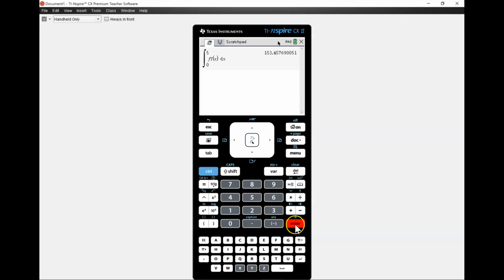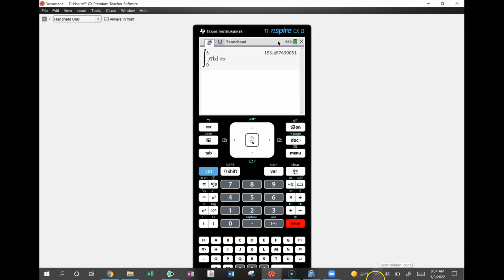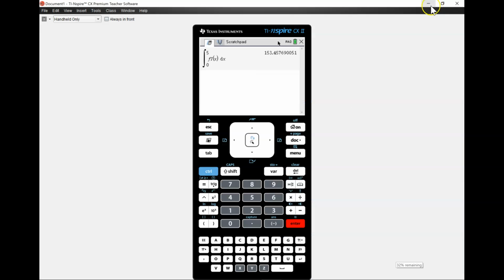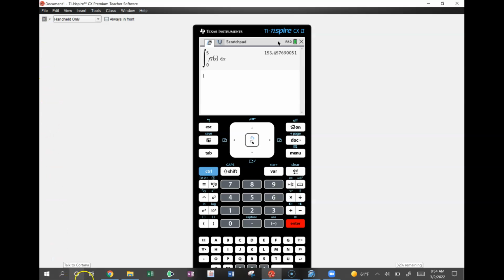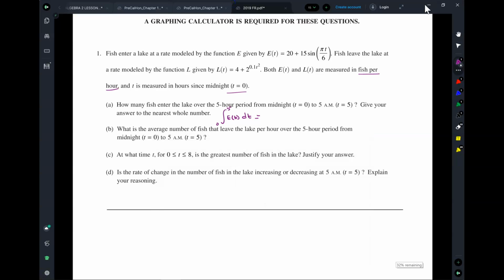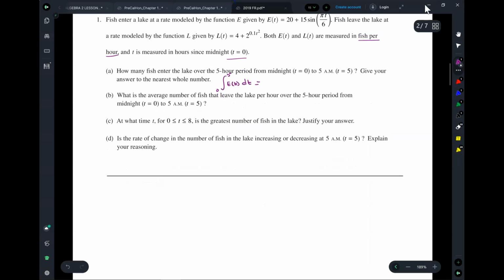dx. Okay, and that's what we get. 153.458, but you want your answer to the nearest whole number, so you're going to say 153 fish. That's it, just that many fish. In those 5 hours, 153 fish have entered.